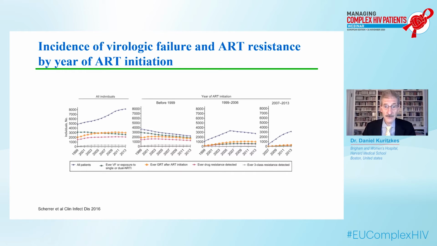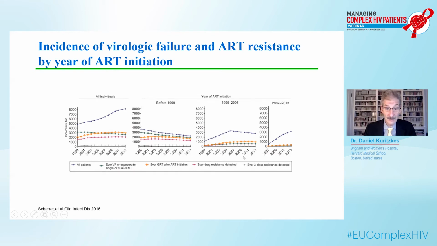Fortunately, for most patients nowadays, we see that resistance is becoming less of an issue. These data that were published several years ago now look at the trends in resistance, and it's most informative to look at it by year of treatment initiation and to look at whether people had a history of single or dual use of nucleoside RT inhibitors, ever had genotypic resistance after treatment initiation, or had 3-class resistance.